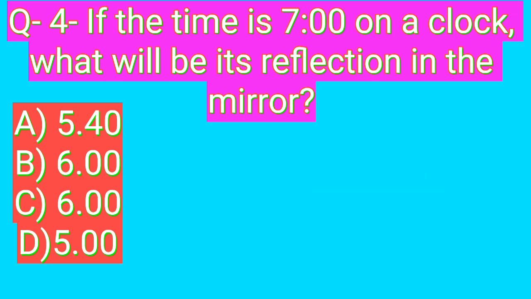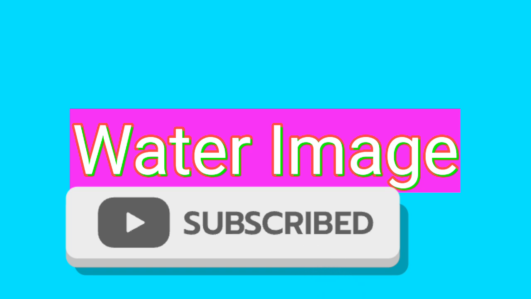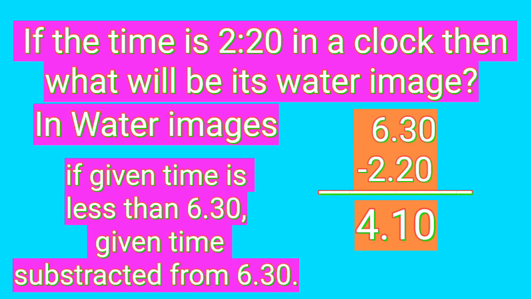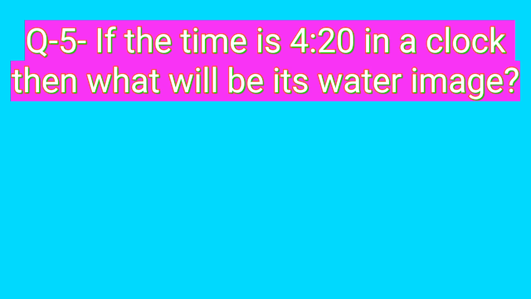It's the water image. So what is the water image? Here is a question. If the time is 2:20 on the clock, then what will be the water image? So first we subtract from 6:30 if the given time is less than 6:30.